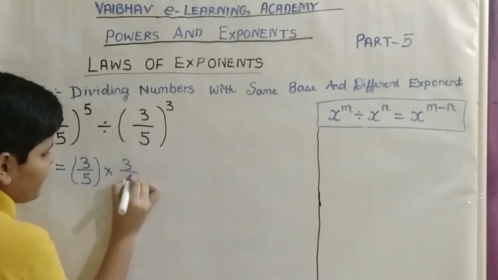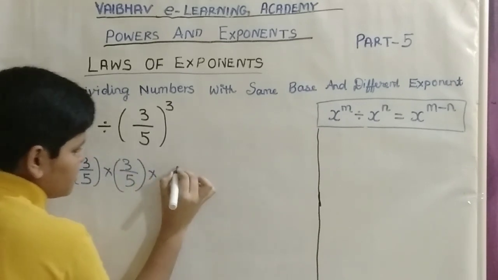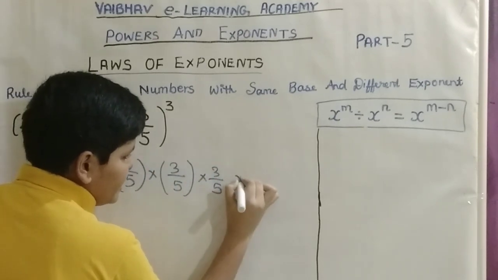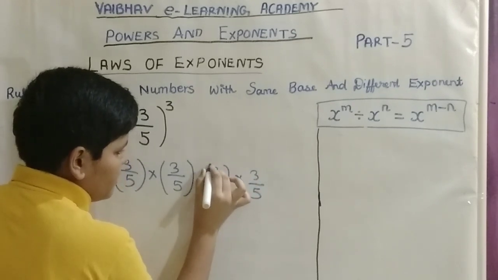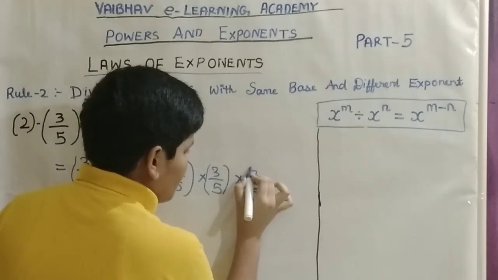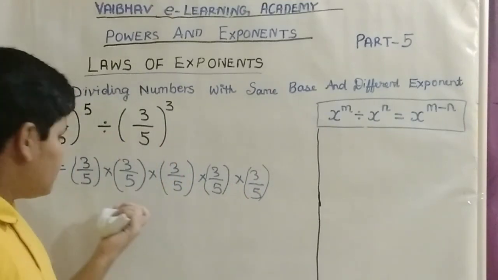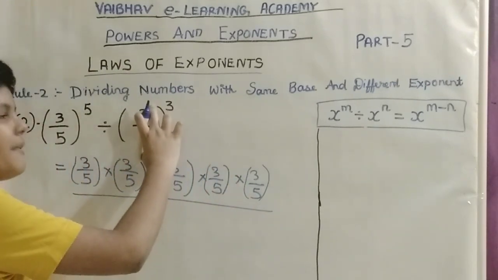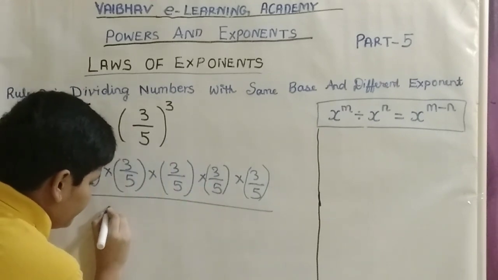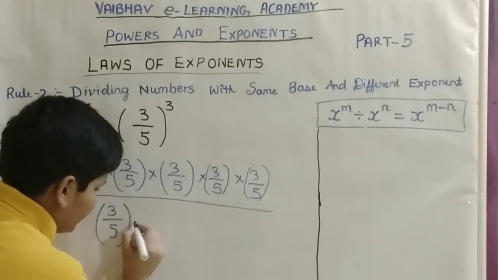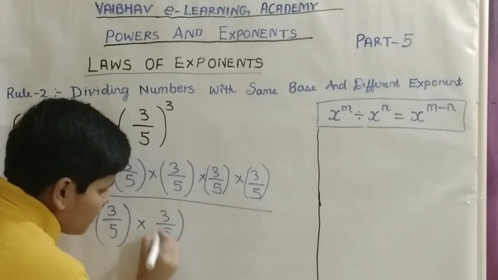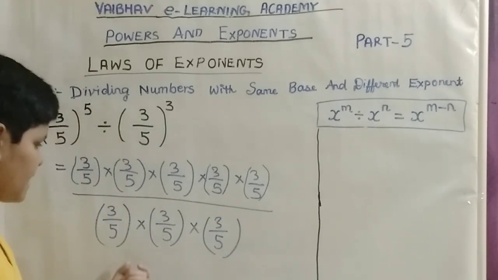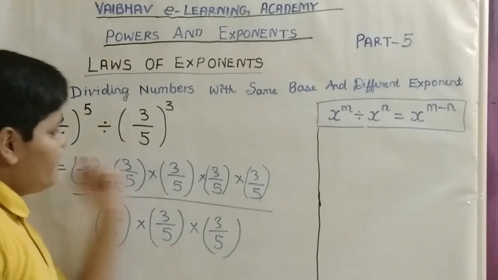into 3 by 5 into 3 by 5 into 3 by 5 into 3 by 5. These are the 3 by 5 multiplied by themselves 5 times. Now we have 3 by 5 to the power of 3. So we'll be doing here 3 by 5 into 3 by 5 into 3 by 5. Now here we have three 3 by 5s and up we have five 3 by 5s.